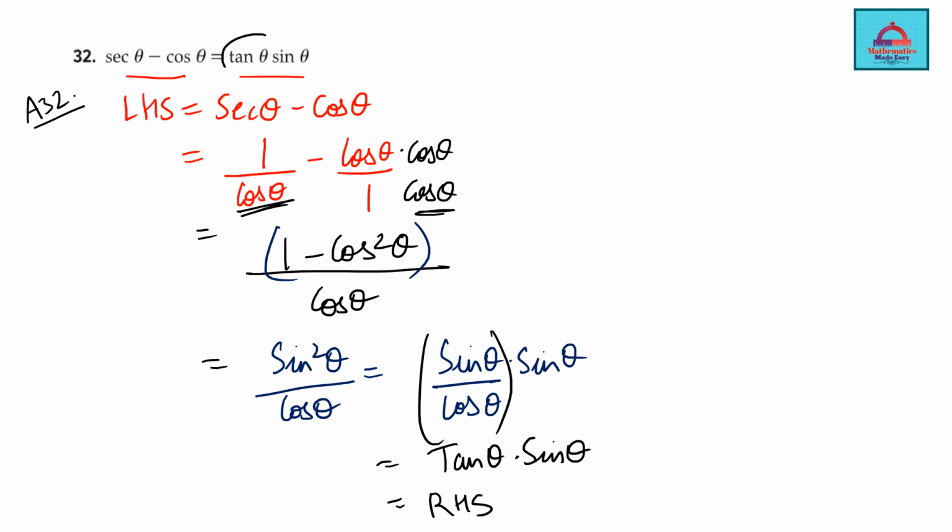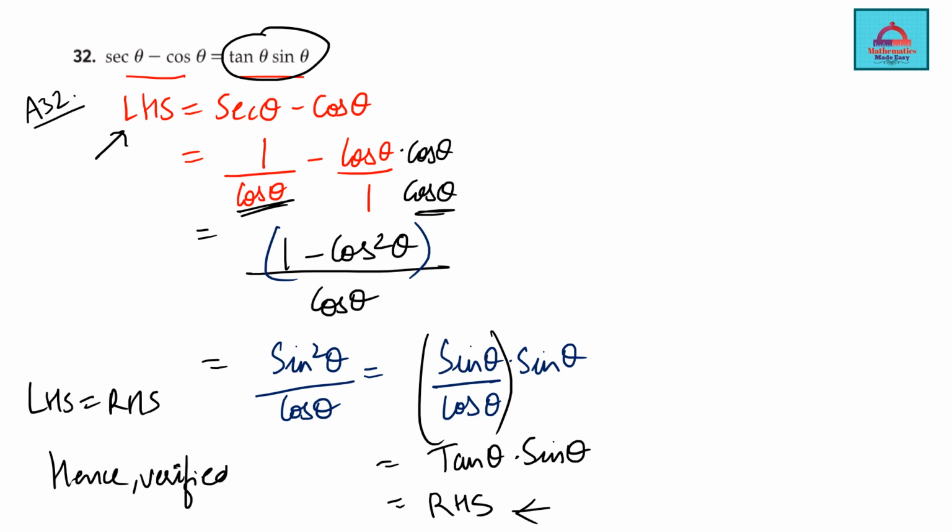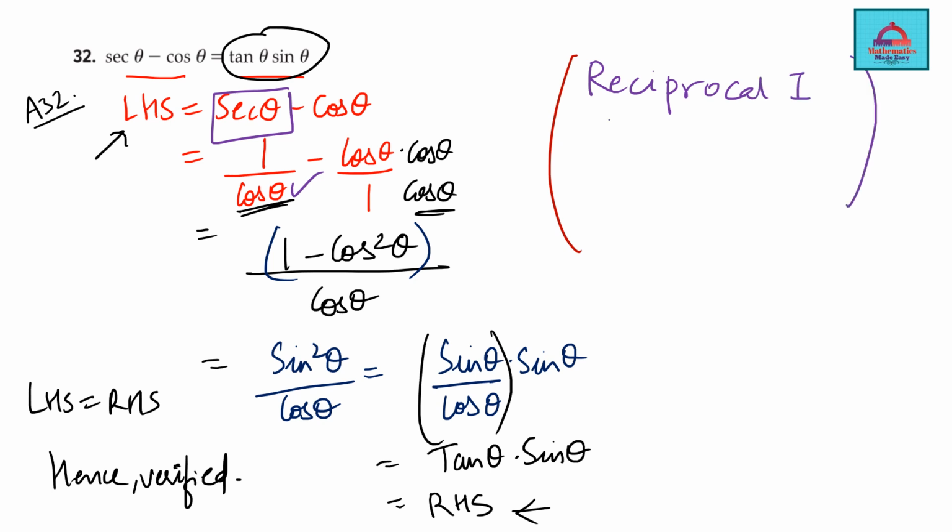If you see the right side, we start from left and we reach the right. Therefore, both sides are equal and hence verified. Now one step which is remaining is the identities that we use. So let's write what all we used. In the first step, I replaced secant with 1 over cos, so I use reciprocal identity. Please write them in brackets, whatever identities that you use.